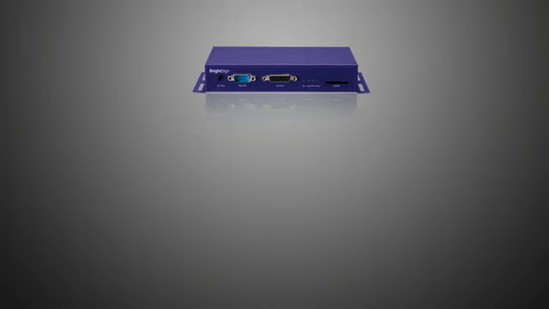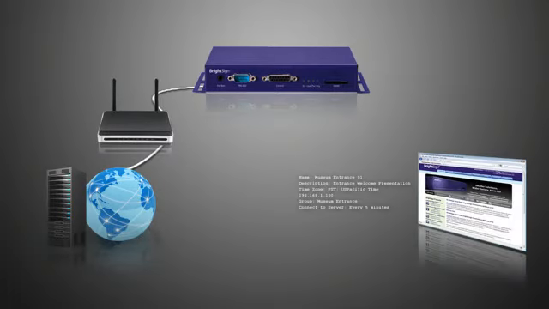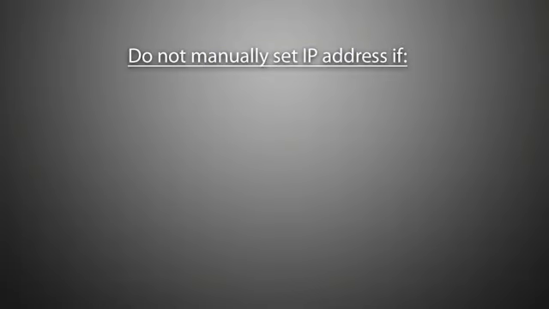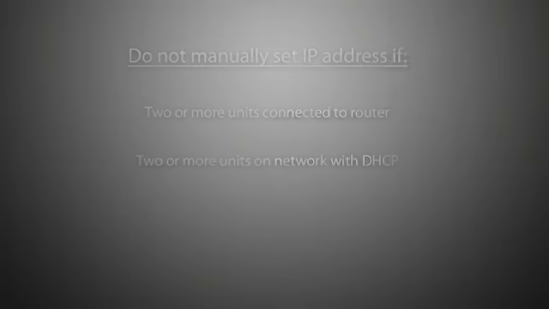Manually setting an IP address can either be done by plugging the master unit into a live internet connection at least once while running the presentation, or by running a script that BrightSign can provide to manually assign it an IP address. The manual IP address assignment script can be downloaded from the BrightSign support site. We will not need to manually set the master unit's IP address if we have two or more units connected to a router or two or more units connected to an existing network with DHCP.